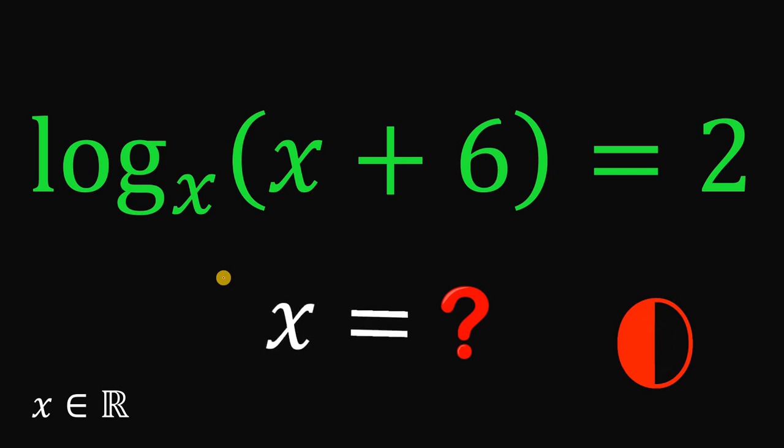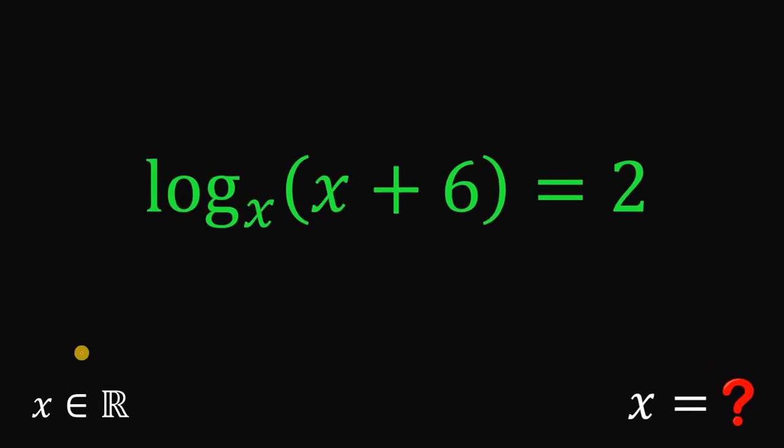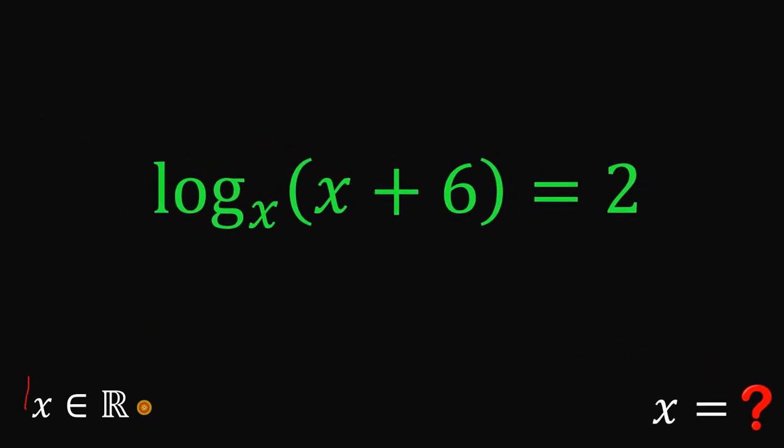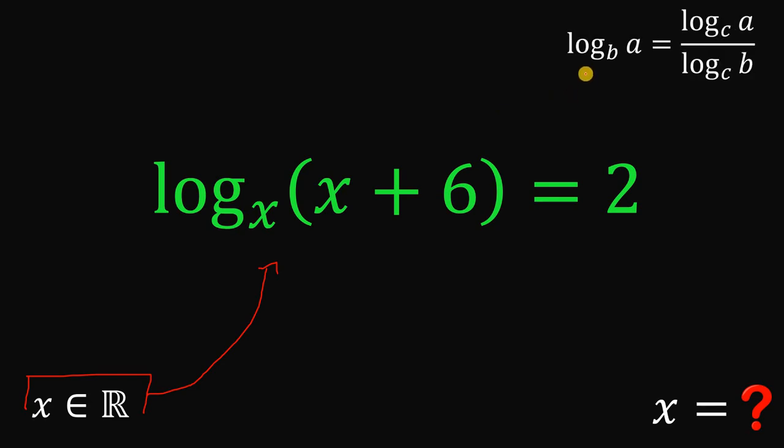And now, let's answer this question together. Alright, so our goal here is to solve for the real value of x that satisfies this equation, logarithm of x plus 6 to the base of x equals 2. Now, to answer this question, we will use some properties of logarithm. Specifically, we will use the change of base property.